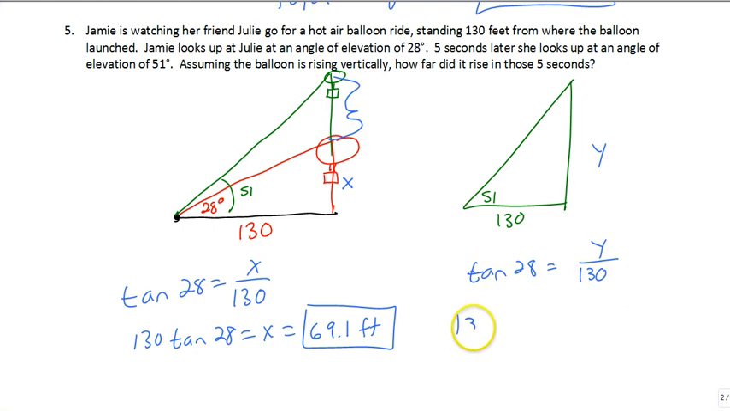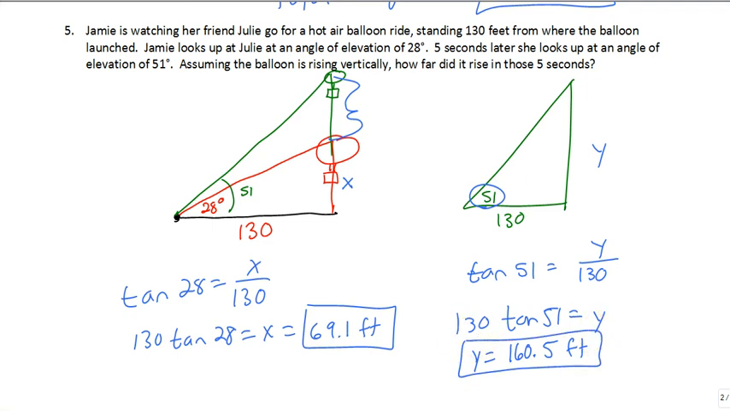So we're going to do 130. Oh, I screwed that up though. Be careful. It is not 28 degrees anymore, is it? It is now 51 degrees. So it's tangent of 51. So 130 tangent of 51 equals Y. And when you multiply those out, you get that the balloon is now at a total height of 160.5 feet.